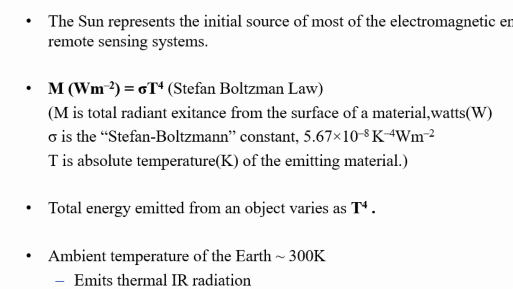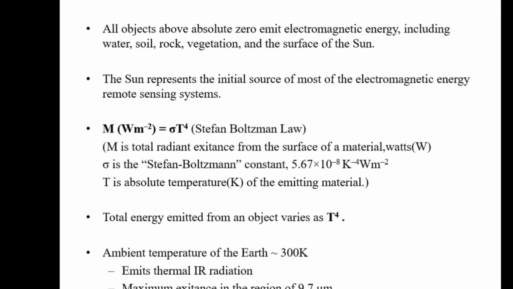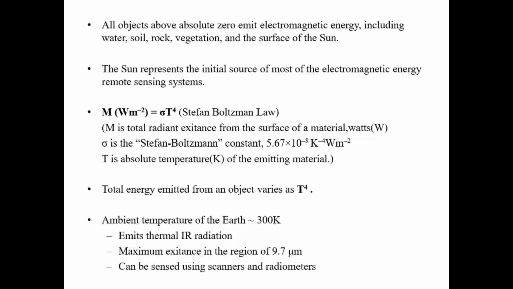Since the Earth's ambient temperature is about 300 Kelvin, it emits electromagnetic radiation which is maximum in the wavelength region of 9.7 micrometer. This is considered as thermal infrared radiation. This thermal infrared emission from the Earth can be sensed using scanners and radiometers. According to the Stefan-Boltzmann law, the radiant exitance increases rapidly with temperature. However, this law is applicable for objects that behave as a black body.